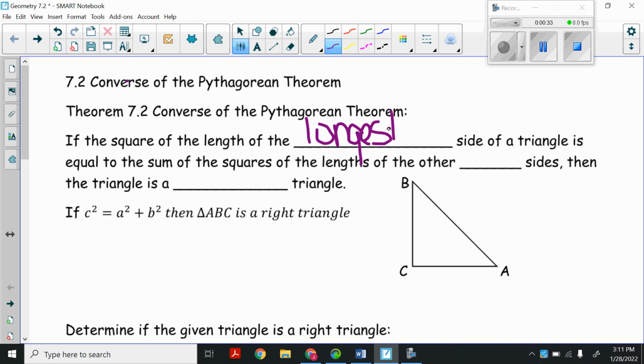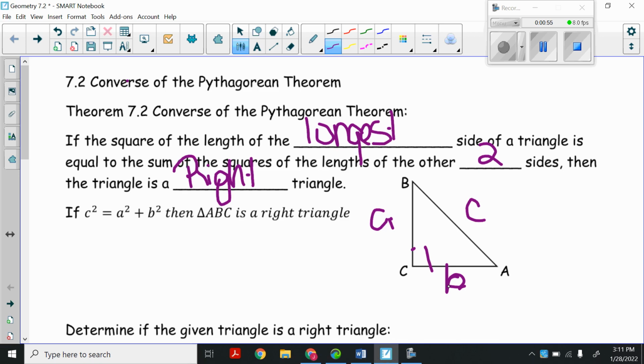of a triangle is equal to the sum of the squares of the lengths of the other two sides, then the triangle is a right triangle. So the converse says if c squared equals a squared plus b squared, then triangle ABC is a right triangle. Okay? And again, this would be A, this would be B, and this would be C.